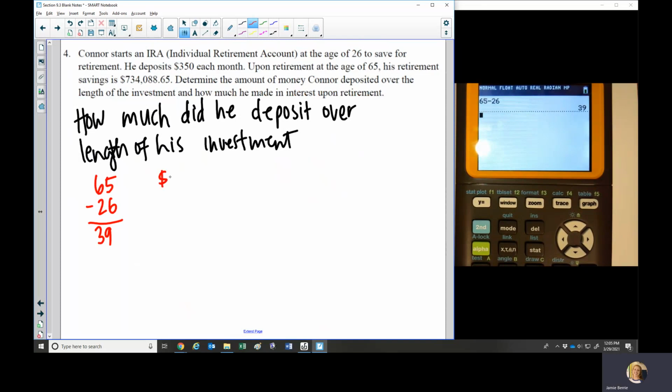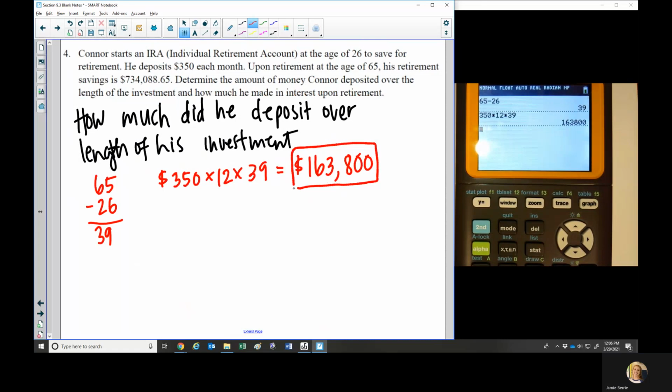So he saved $350 each month. So that's 12 times a year for 39 years. So 350 times 12 times 39. So that means, whoops, I deleted something. Okay. So over the length of his investment, he deposited a total amount of $163,800. All right, so that's the answer to the first part.